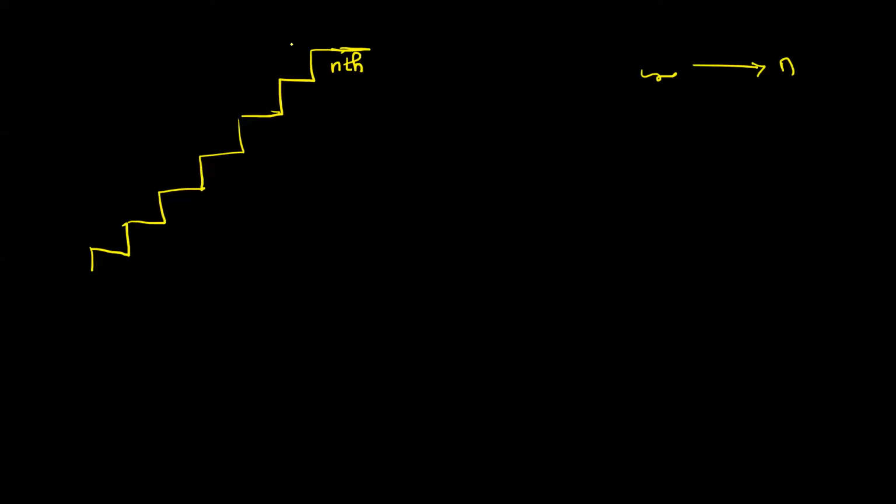Either, what do I say? Either you will be at step number n minus 1 and then you will take a single step to reach here, or you will be at step number n minus 2 and you will take a double step jump to reach here. Do you agree? Suppose I have to reach the 5th step. So either you will be coming from the 4th step or you will be coming from the 3rd step. There is no other option apart from this. Do you all agree with me?